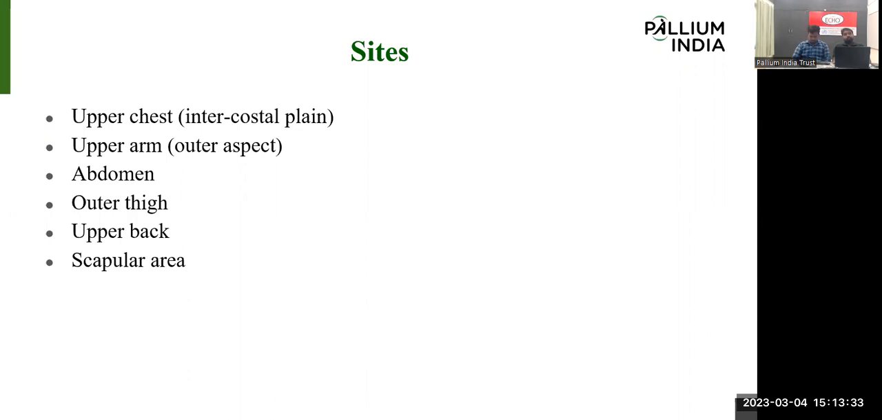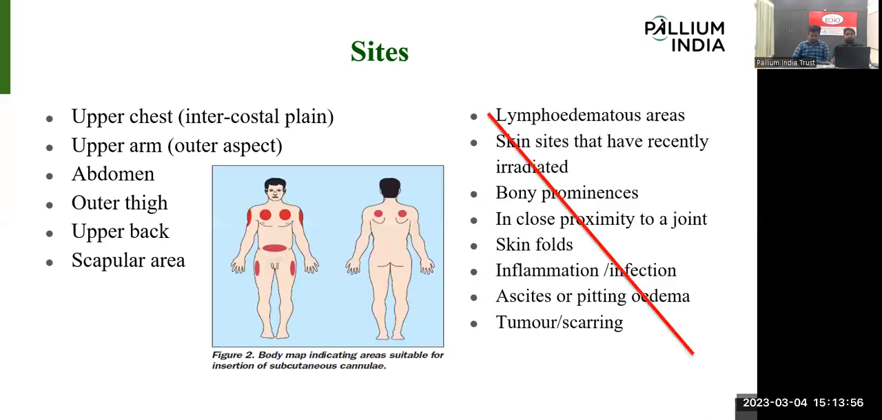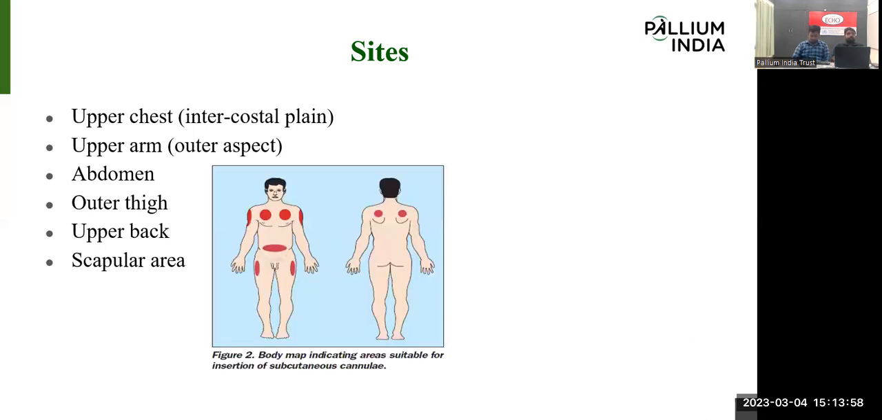In the outer thigh region, meaning the lateral aspect of the thigh, we can give the subcutaneous injection. Then the upper back or outer quadrant of the buttocks region, we can give the subcutaneous injection. Then the scapular region also. These are all the main regions where we can give the subcutaneous injection. This is the diagrammatic representation.